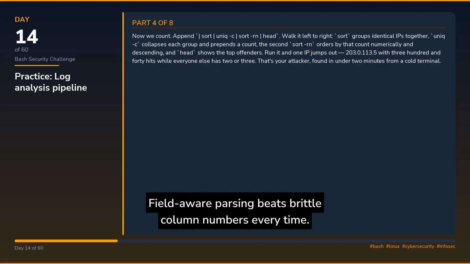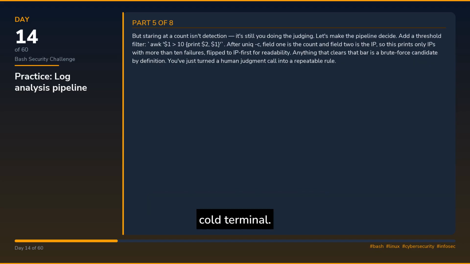Run it and one IP jumps out, 203.0.113.5 with 340 hits while everyone else has 2 or 3. That's your attacker, found in under 2 minutes from a cold terminal. But staring at a count isn't detection, it's still you doing the judging. Let's make the pipeline decide.